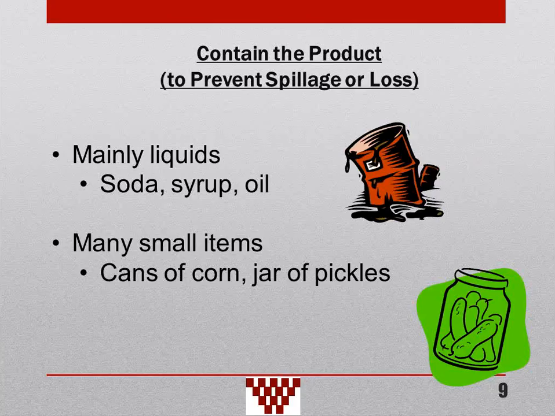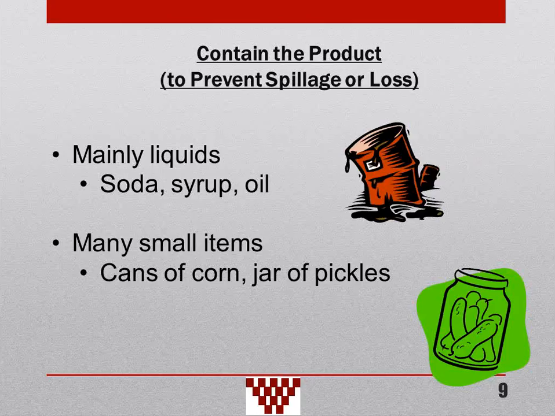And that's where the package comes in to contain the liquids. And then it doesn't only deal with liquids. It also deals with small items such as cans of corn, jars of pickles. Like, you could hold corn in your hand, but at the same time, how much are you going to lose when you finish your distribution cycle? And this is a second function of a package.